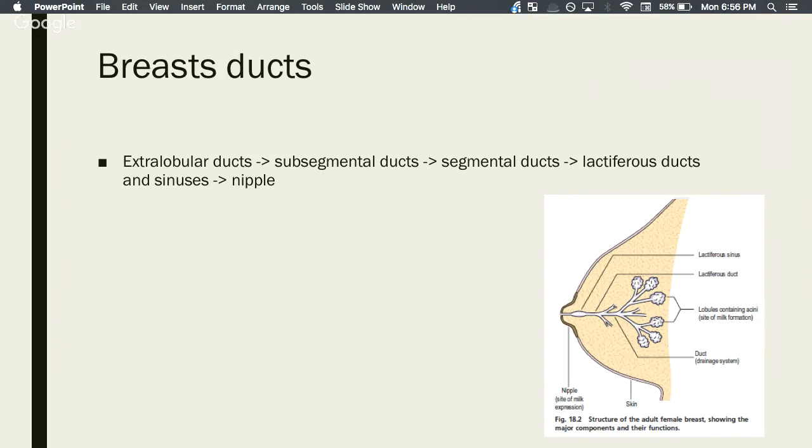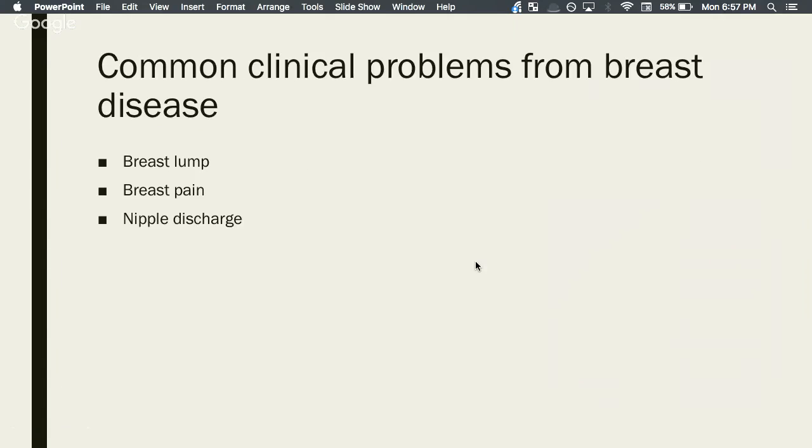In terms of ducts, you have your extralobular ducts, which connect into and make up your subsegmental ducts, which then connect and make up segmental ducts, then lactiferous ducts, and then they're essentially ejected into the nipple. So that's the structure of how they go. I don't think you guys need to know this, but it's there if you're interested.